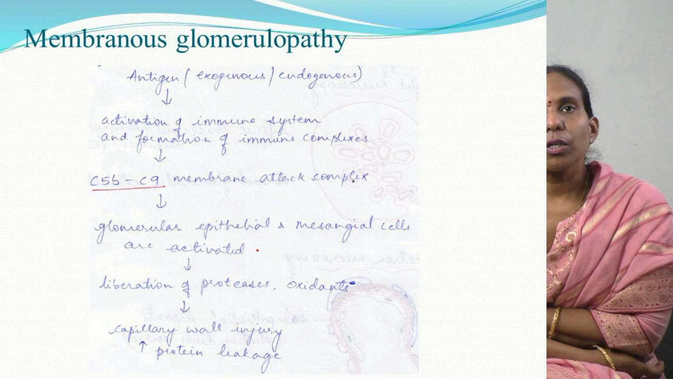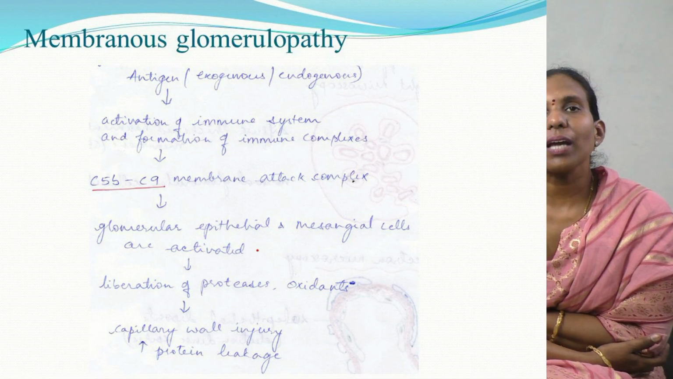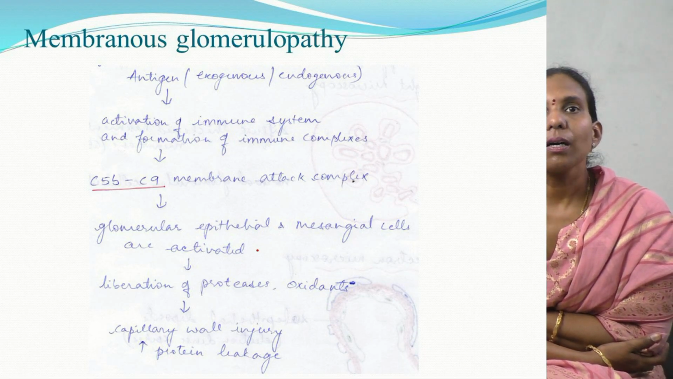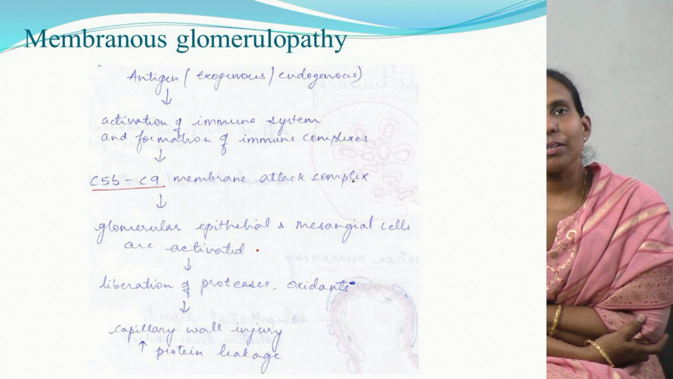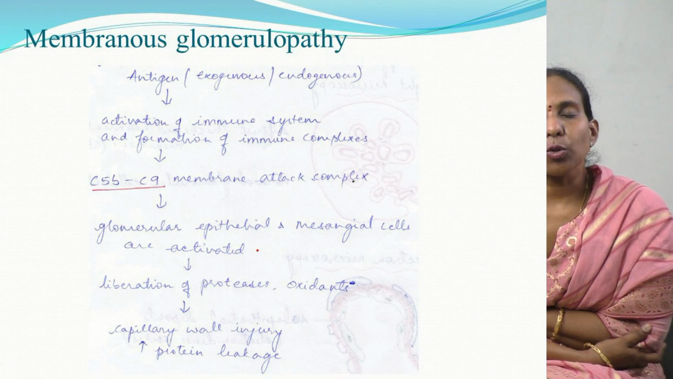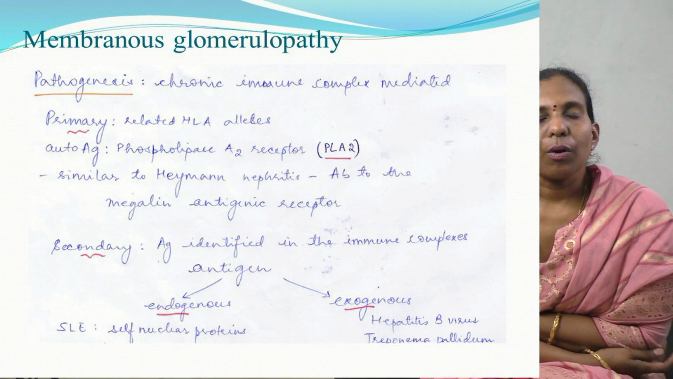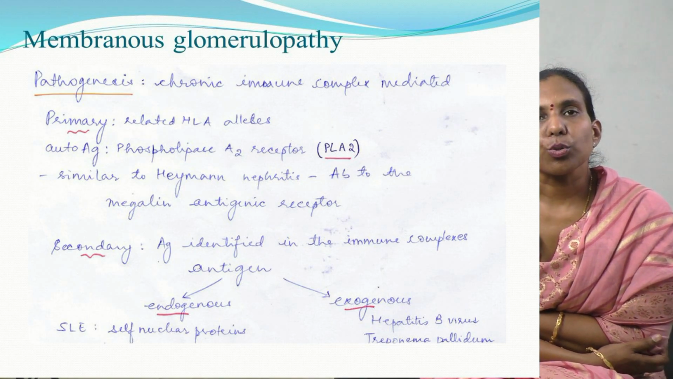This is a flow chart showing you the antigen, which can be exogenous or endogenous, leading to the activation of immune complex and membrane attack complex activation. Thus, there is liberation of proteases from the glomerular cells, leading to capillary wall injury and protein leakage. Already we have discussed this; it is also shown in a flow chart.